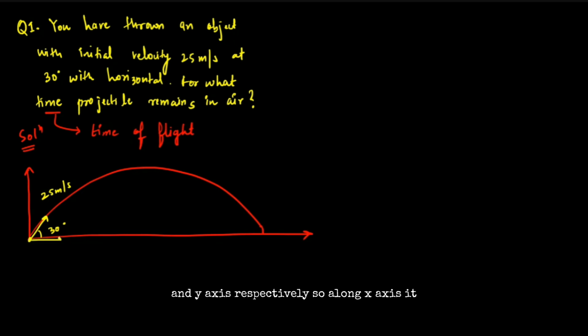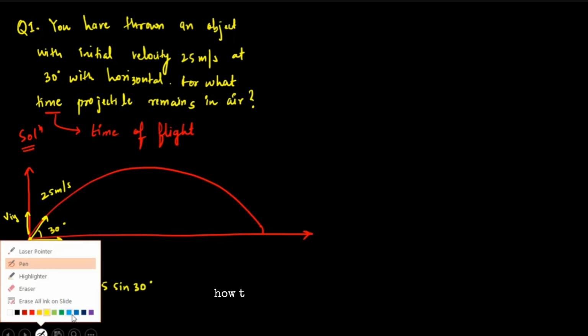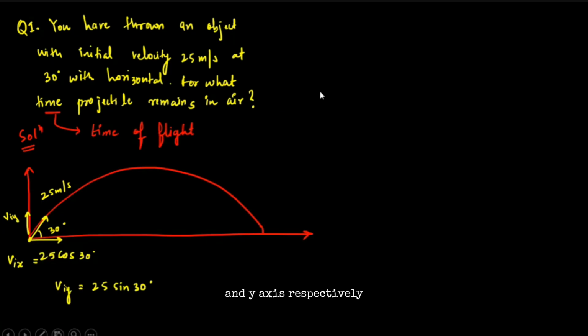Along the x-axis, it is going to be 25 cos 30. This is the velocity, so we can mark it as Vix. Similarly, in the y-axis, Viy is going to be 25 sine 30 degrees. We already know how to resolve vectors in x and y axes, so Vix and Viy we can easily find. Now just think about it: motion of which axis should we use in order to find out time? Which axis allows me to find out time under what circumstance?